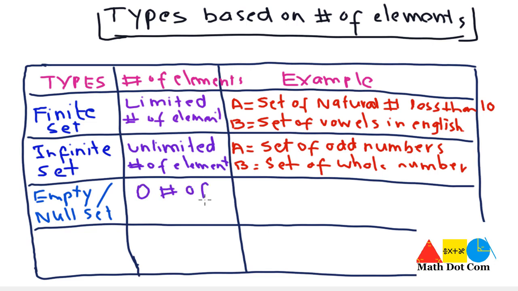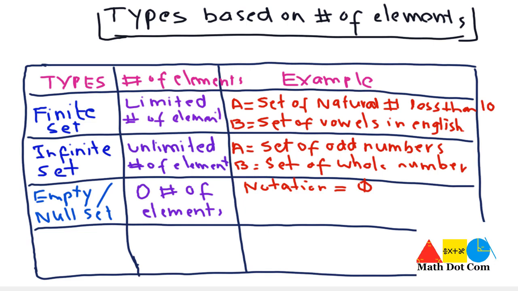0 number of elements. Now let's see what are those sets that have 0 number of elements. A little bit odd thing: how is it possible that any set has 0 number of elements? Let's find out. First of all, we will see its notation, an important point to be noted here. Its notation is this. We don't write it in the form of a set. We just write this sign. This is called phi when we represent an empty set.